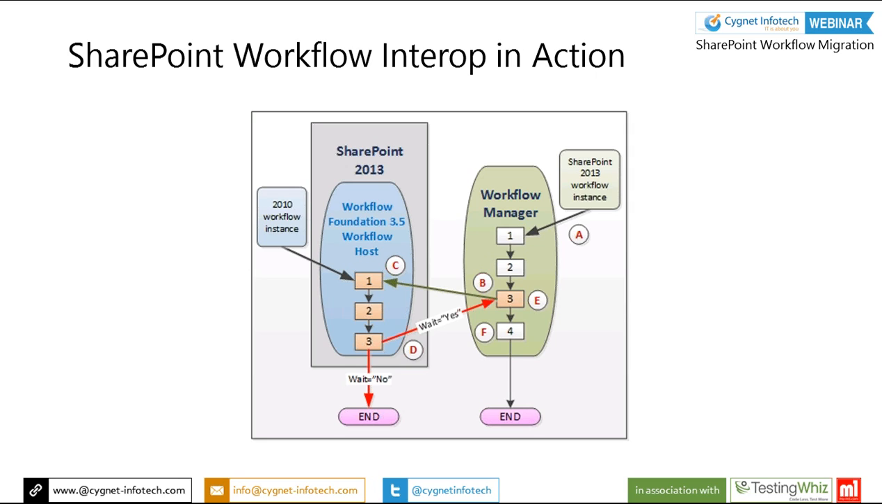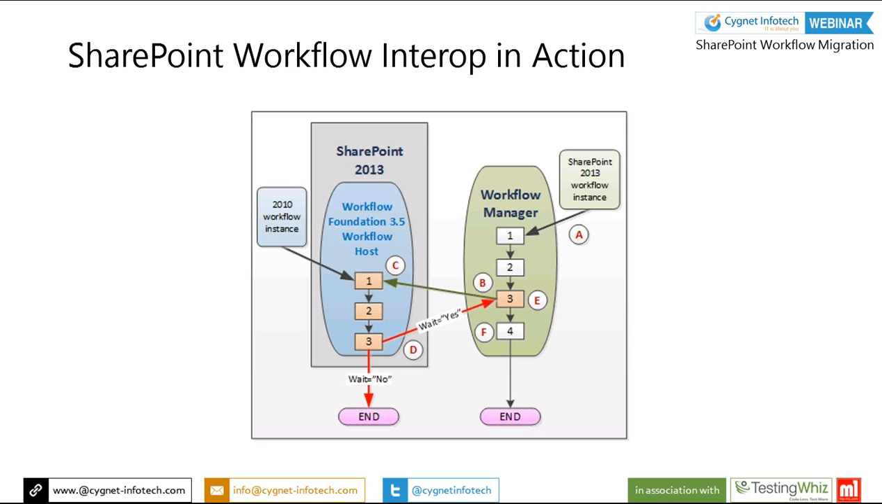As you can see, the A denotes where it starts executing the SharePoint 2013 workflow. Then it proceeds with a couple of actions, and once it reaches stage number 3, it identifies that a SharePoint 2010 workflow needs to be invoked, so an action has been defined there. After that it sends a response back to SharePoint 2013, telling it that it now has to run the SharePoint 2010 workflow instance.